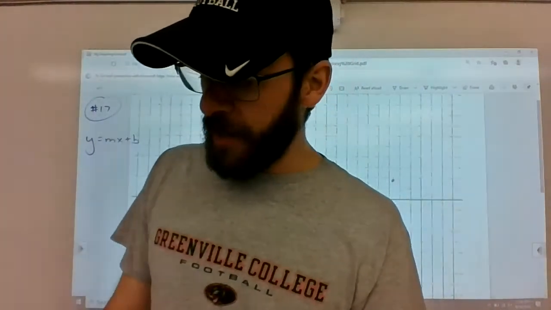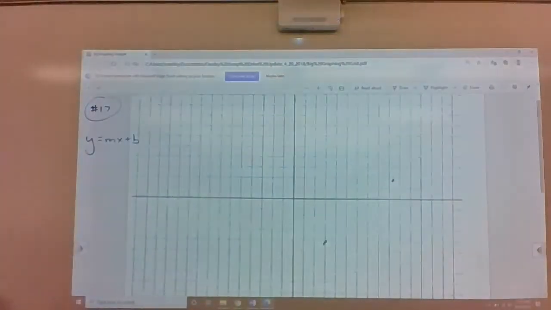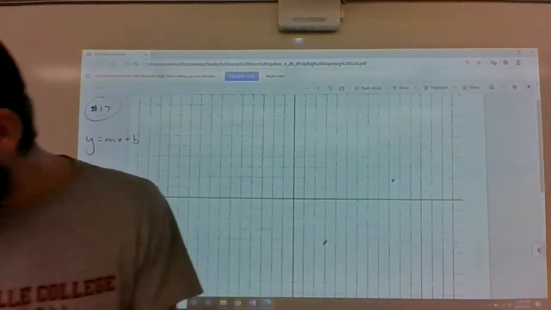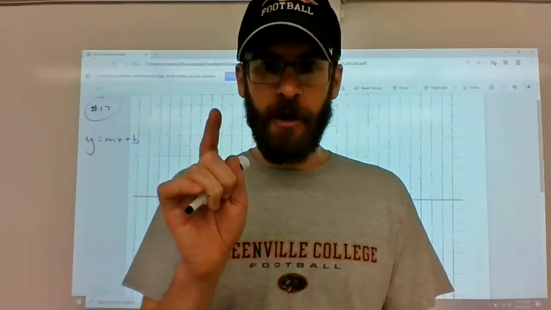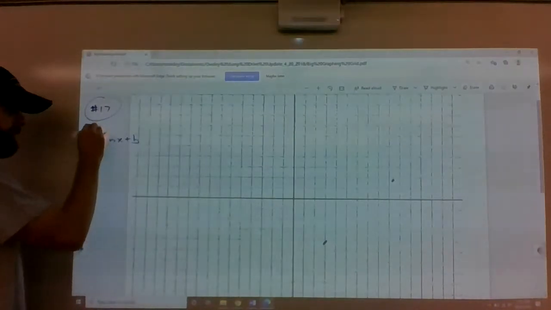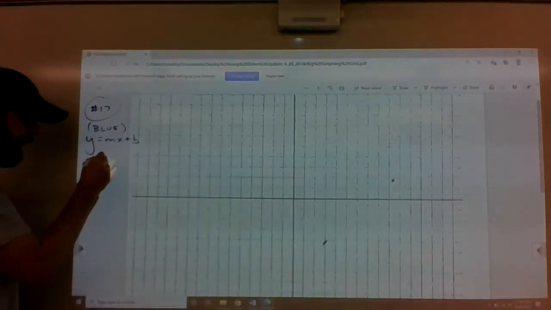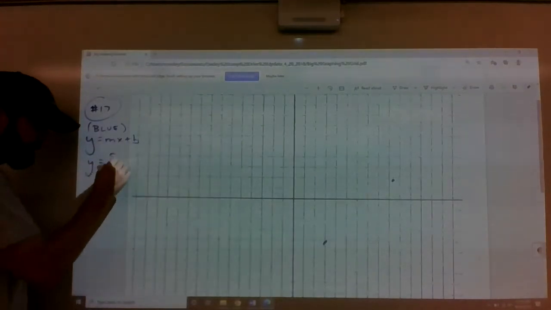So if you look at the rise over run of the blue line in your textbook on page 17, it appears to be up 5, right 4. So we're talking blue line here. Up 5, right 4.